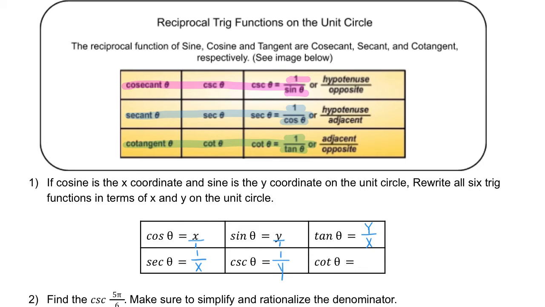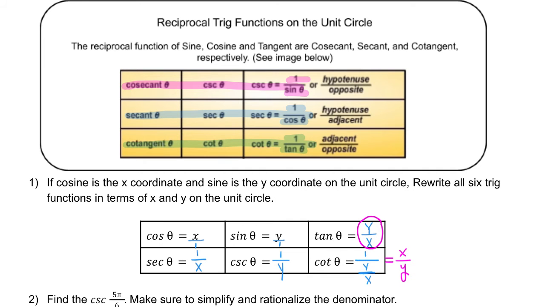Now, cotangent, we can look at this one of two ways. We can look at it as being 1 over tangent, which would be 1 over y over x. But that's kind of a complicated fraction because you have a fraction over a fraction. But when we're looking at reciprocal functions, really what we can do is just take this fraction right here and flip that. So really the cotangent of theta is the same thing as x over y.